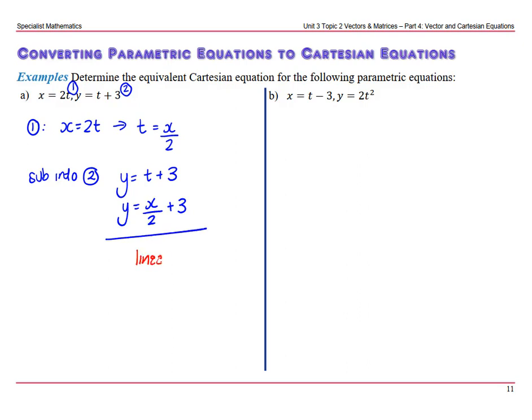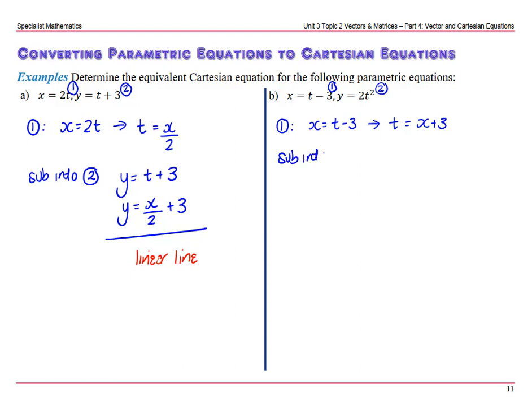And you can see it's a linear line. The gradient is a half and the y-intercept would be (0, 3). Have a go at the next one yourself. Pause the video. So labeling equation 1 and 2, from equation 1 we have x equals t minus 3, which we can rearrange in terms of t, and that would be x plus 3.